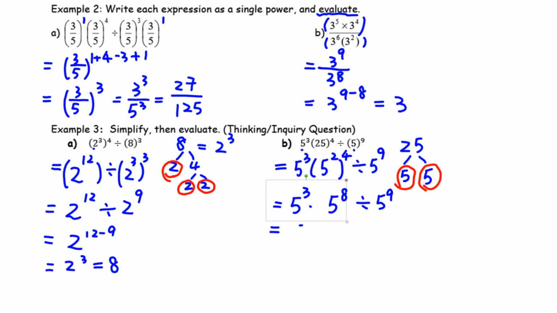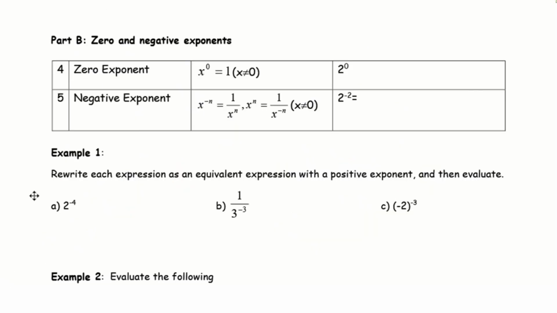So multiplication, we add the degrees. Division, we subtract the degrees. So we have 5 to the exponent 2. Then evaluate, it is 5 times 5, 25. So that is for examples 1, 2, 3. And we have seen that all the exponents are positive integers. And next page we are going to introduce exponent 0 and negative exponents.